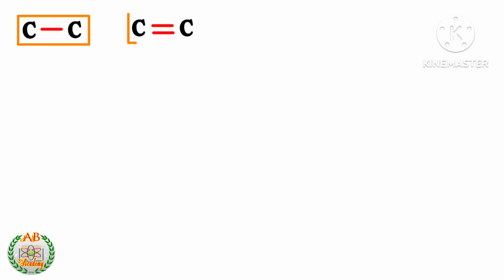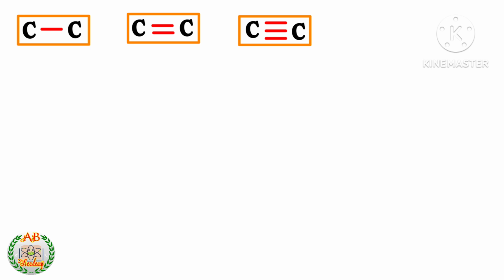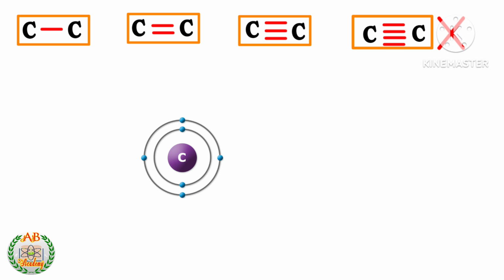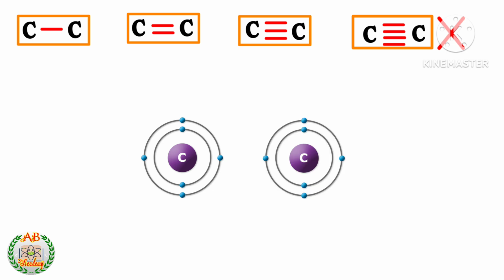Now, as we study in organic chemistry, carbon can form a single bond with another carbon atom. Carbon can form double bonds with another carbon atom. Carbon can form triple bonds with another carbon atom. But why can carbon not form 4 bonds with another carbon atom? Let's consider the first carbon atom and the second carbon atom.